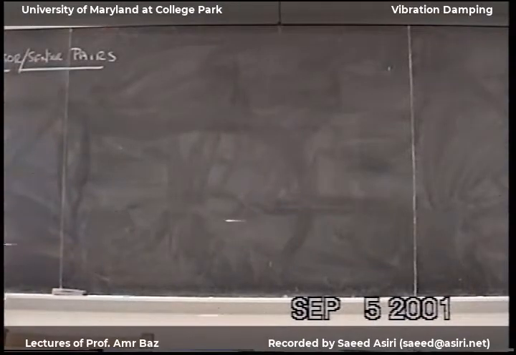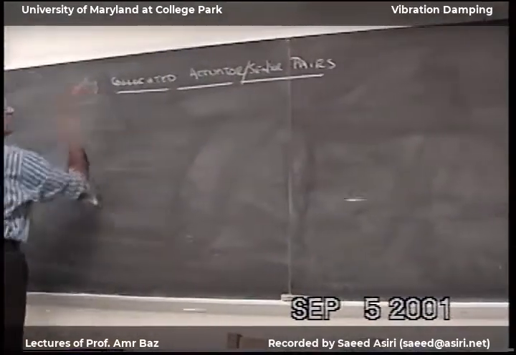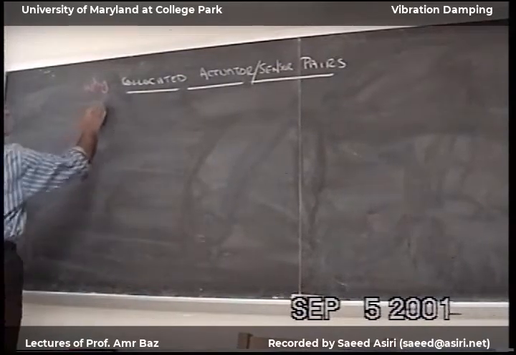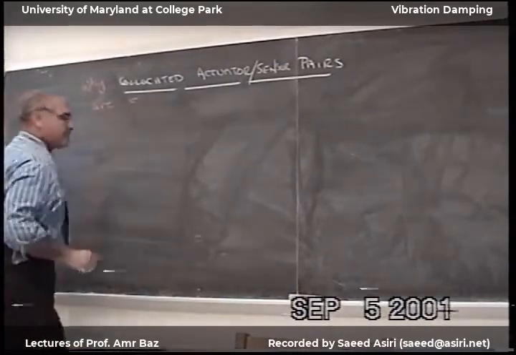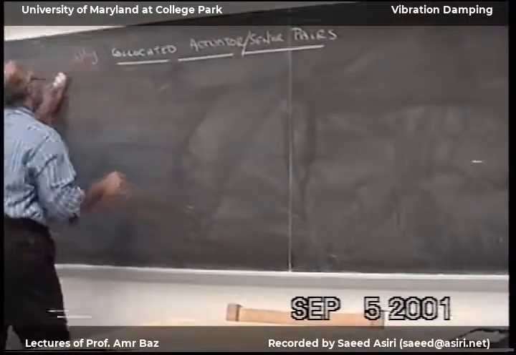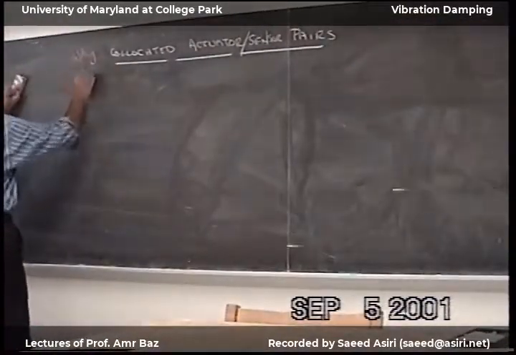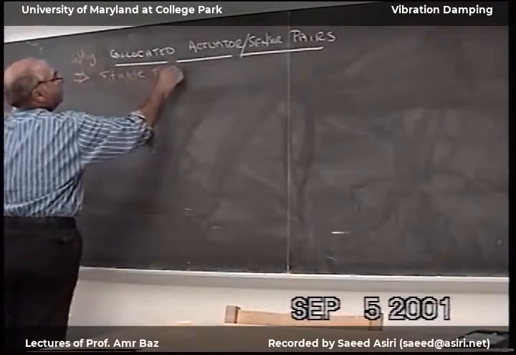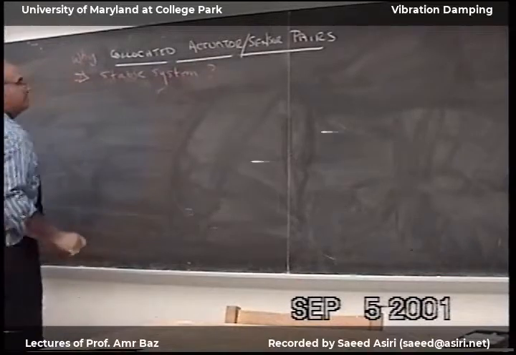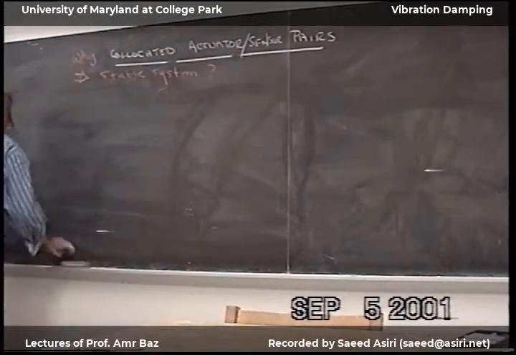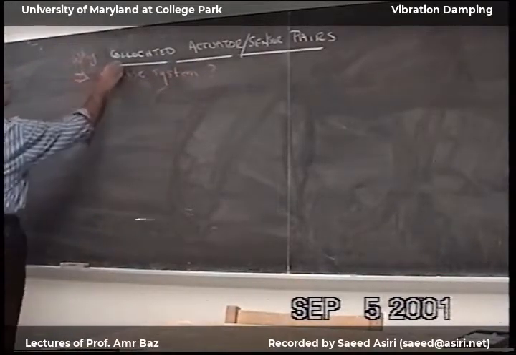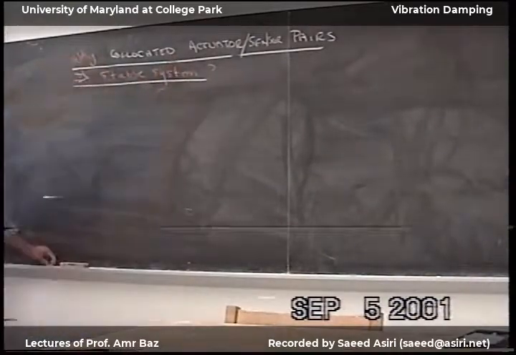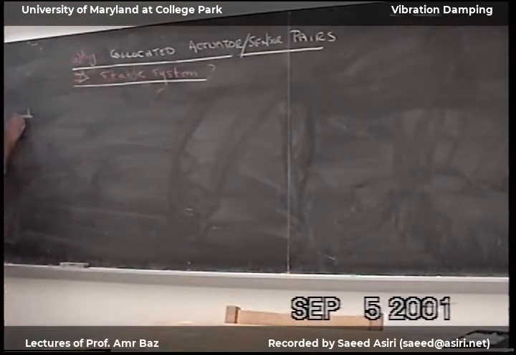I'm going to show why collocated actuator and sensor pairs result in a stable system. And in general, we write system dynamics like this.